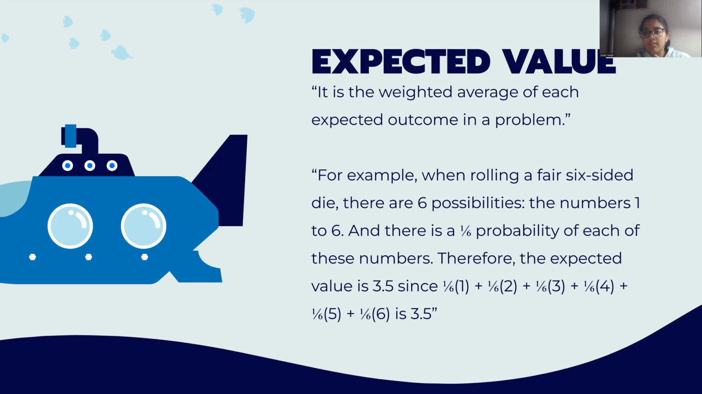So when you're rolling a fair 6-sided die, there are those 6 possibilities, each with a 1/6 probability. So you do 1/6, which is the probability of rolling a 1, multiplied by 1, plus 1/6, the probability of rolling a 2, times 2, and so on and so forth. So you get 1/6 times 1 plus 1/6 times 2 plus 1/6 times 3 plus 1/6 times 4 plus 1/6 times 5 plus 1/6 times 6, which is 3.5. That means the expected value of a single roll of a fair 6-sided die would be 3.5.